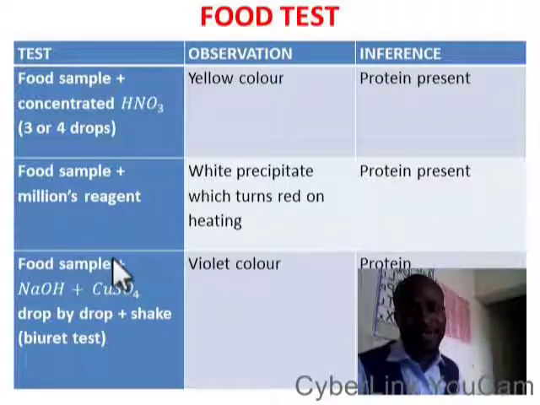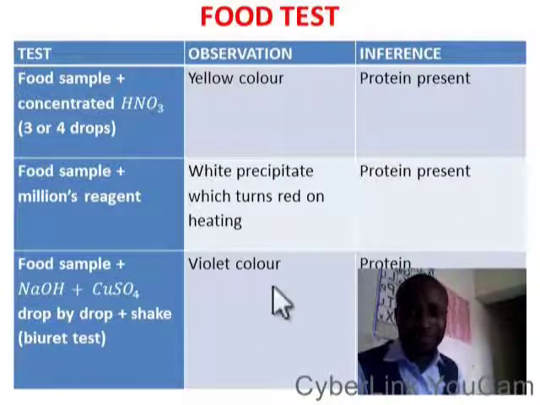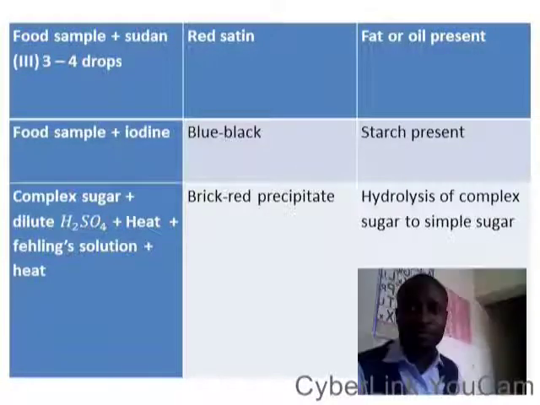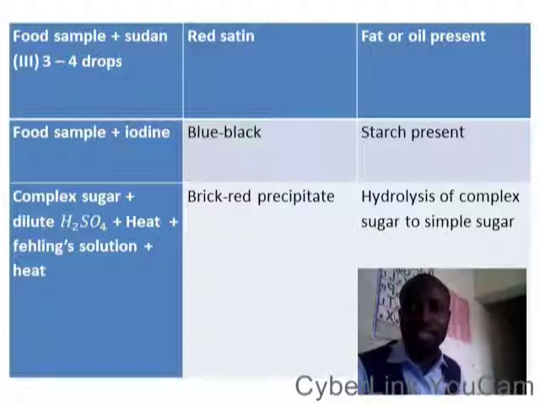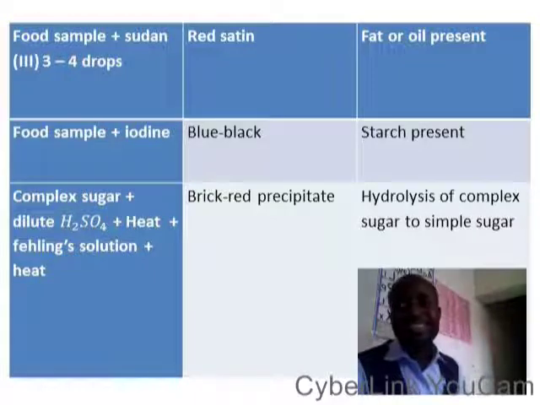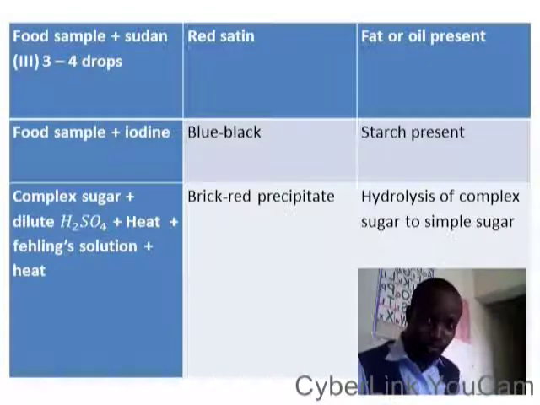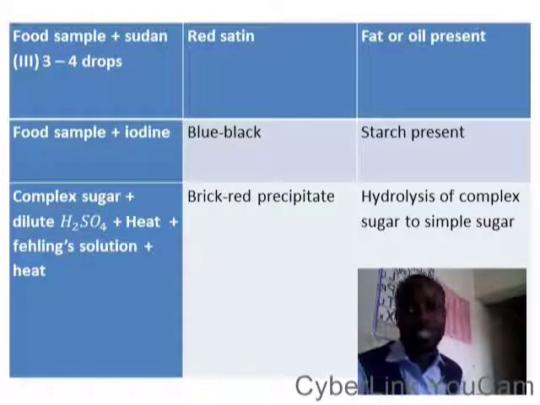Protein is also present. Food sample plus sodium hydroxide plus CuSO4 drop by drop plus shake, that is biuret test. You see violet color, it shows the presence of protein as well. The next slide here, food sample plus Sudan 3 solution, 3 to 4 drops, you see red stains. That confirms the presence of fat or oil.